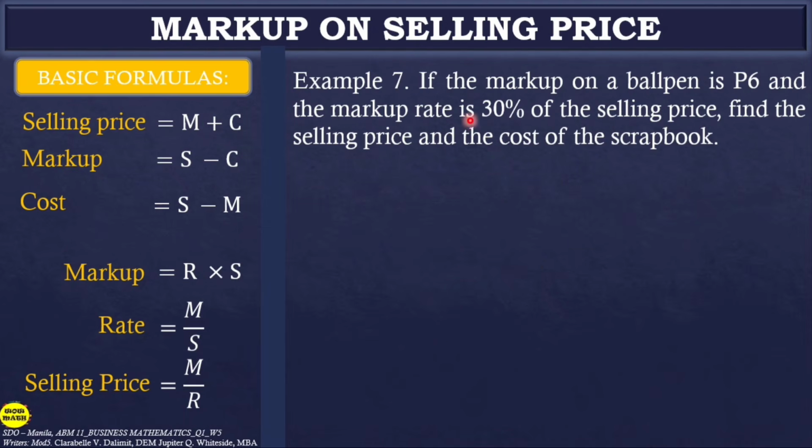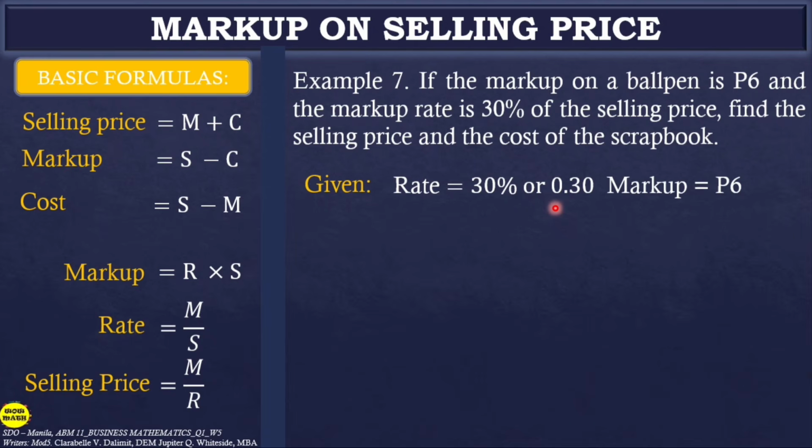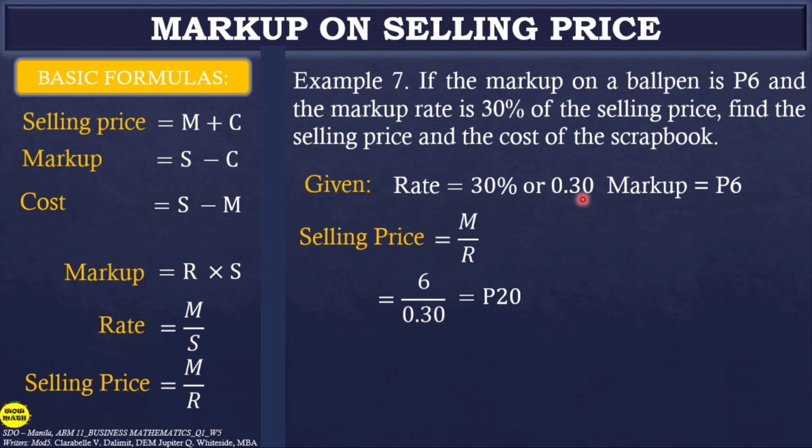One more example. If the markup on a ball pen is 6 pesos and the markup rate is 30% of the selling price, find the selling price and the cost of the ball pen. So, given, the rate is 30% or 0.30 and the markup is 6 pesos. So, the selling price, we can compute by using the formula markup divided by the markup rate. So, yung markup natin is 6 pesos divided by 0.30. So, the answer is 20 pesos.